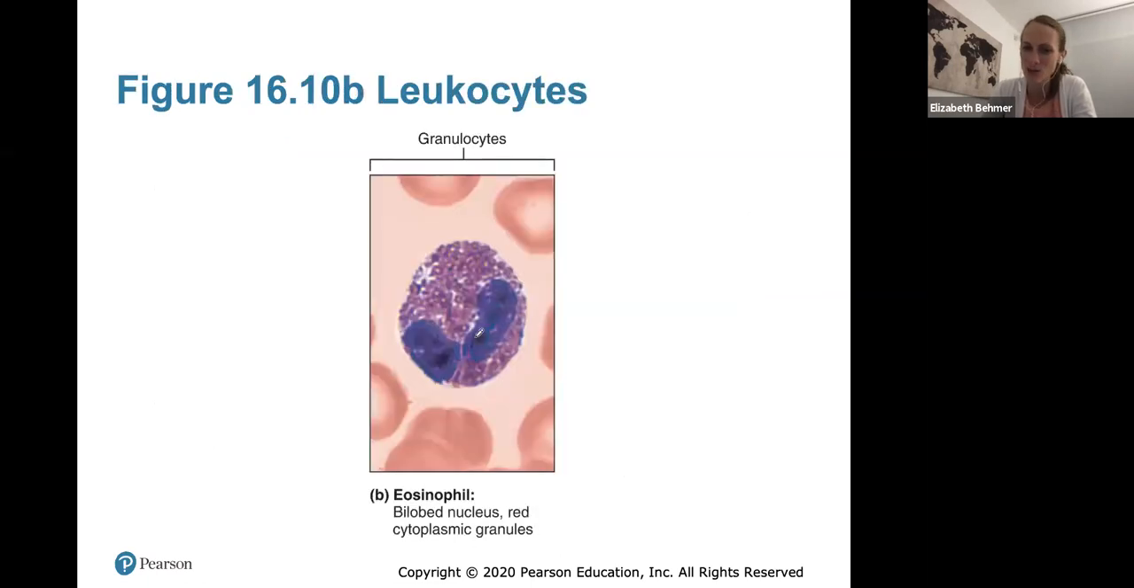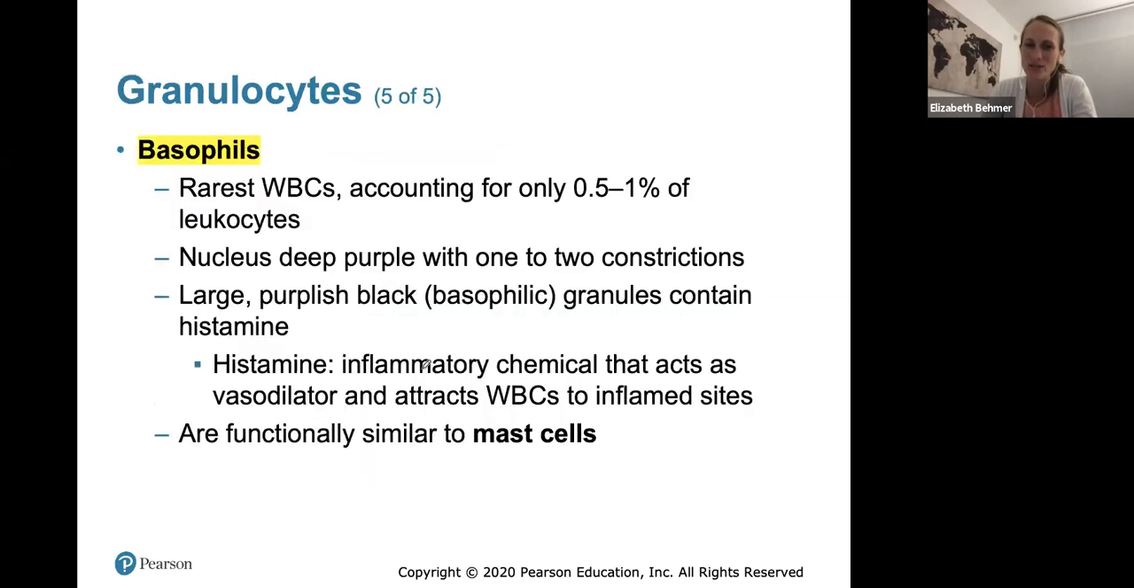So you have a bilobed nucleus, 2 lobes to it. A basophil, so right away, this is the rarest of the white blood cells. The big thing about basophils is that it releases histamine, which is an inflammatory chemical that acts as a vasodilator.